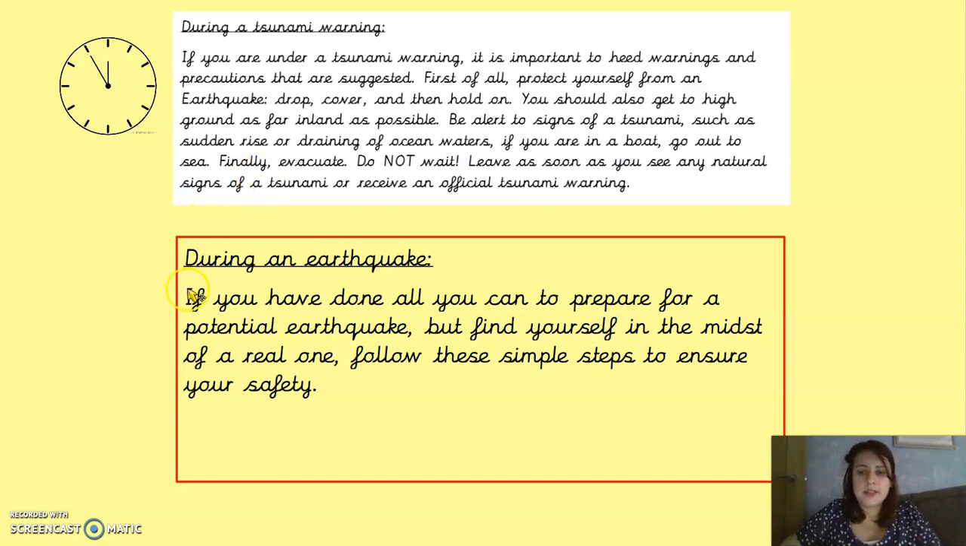So my example sentence starts my paragraph off. If you've done all you can to prepare for a potential earthquake, but find yourself in the midst of a real one, follow these simple steps to ensure your safety. So again, I've connected it to the previous paragraph where we talked about preparing for an earthquake. And then this paragraph leads on by saying, if you've done all that preparation and it's happening, this is what you need to do during it. Okay, so pause the video, give yourself 5 or 10 minutes to write that paragraph using your notes, and then come back when you are ready.